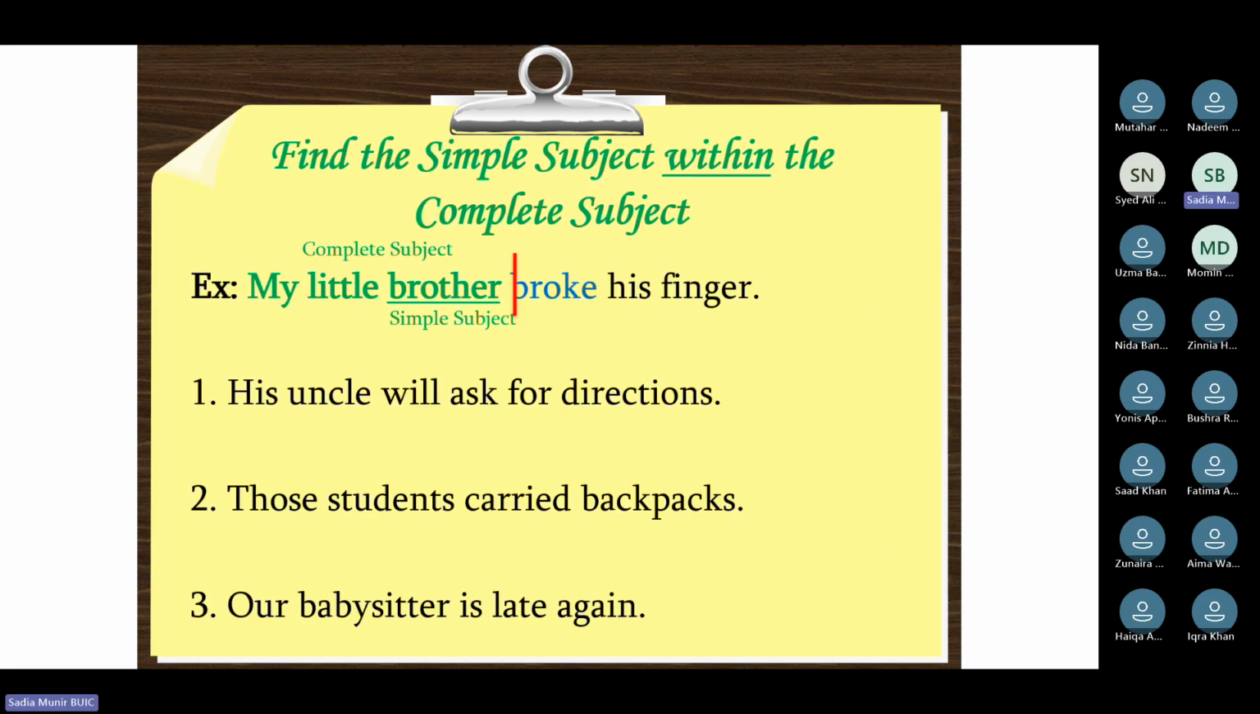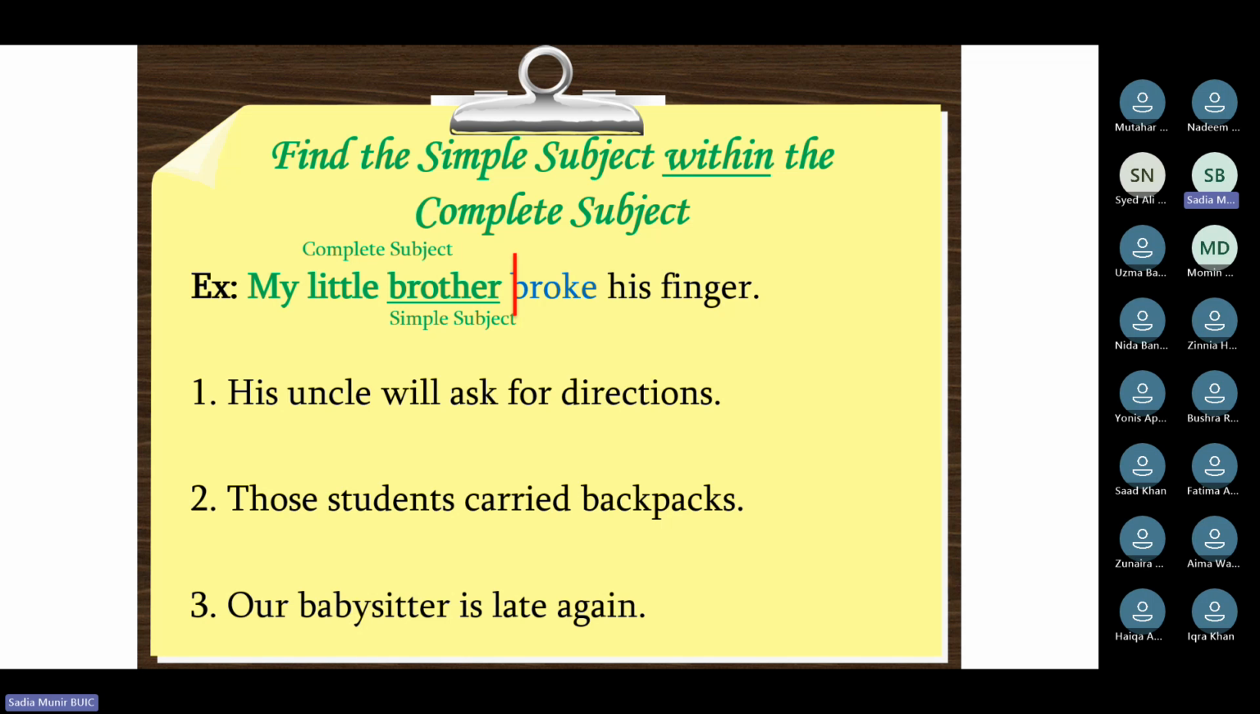Now let's have a little bit of examples. My little brother broke his finger. Broke is a verb, so we have drawn a line in red color. My little brother together is a complete subject. However, brother itself is a simple subject. What about this sentence? His uncle will ask for directions.